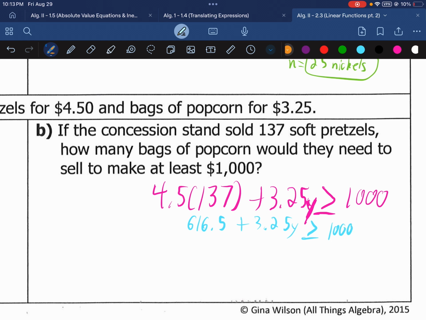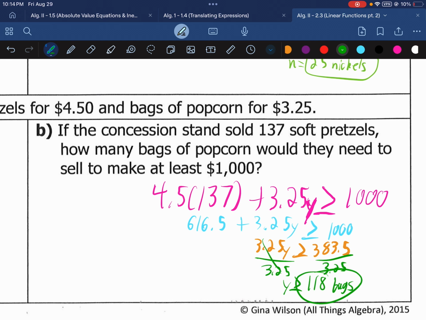Subtracting 616.5 from both sides, we get 3.25y is greater than or equal to 383.5. Dividing by 3.25, we get y is greater than or equal to 118. So that means that they need to sell at least 118 bags. So you could just write at least 118. Or the answer really is just 118.